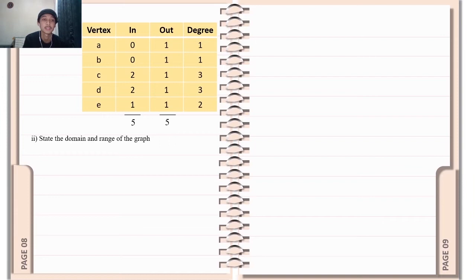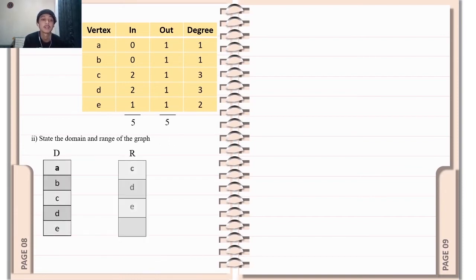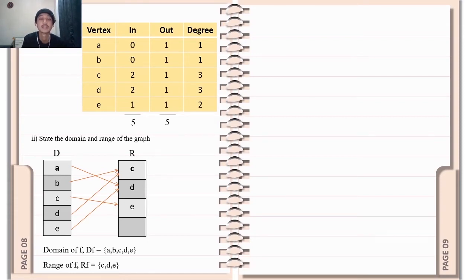The second question, state the domain and range of the graph. As you can see, the left side will always be the domain and the right side will always be the range. A to D, B to C, C to E, D to C, E to D. Those are the elements that we can get from the list of G. So, the domain is A, B, C, D, E. The range is C, D, E.